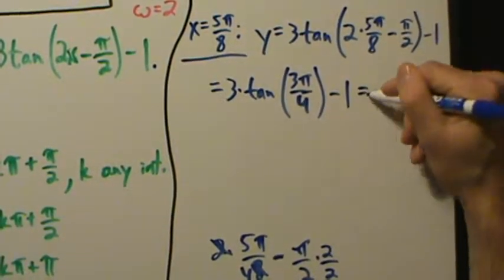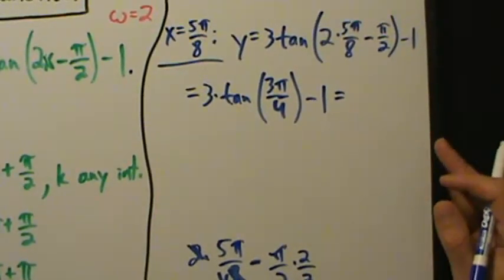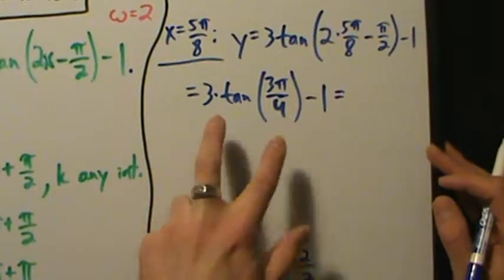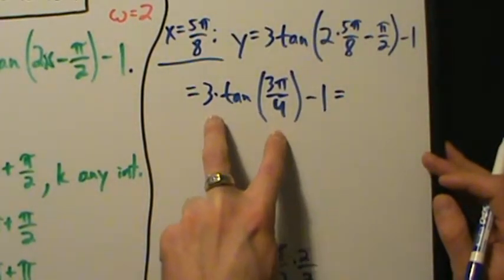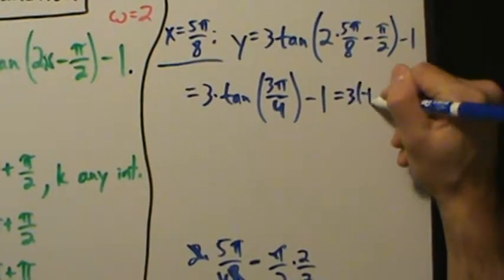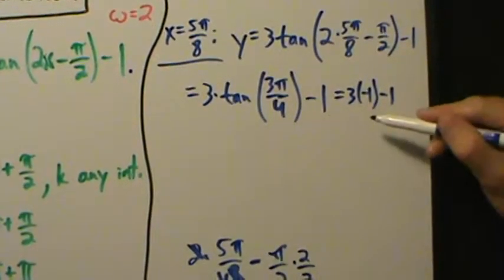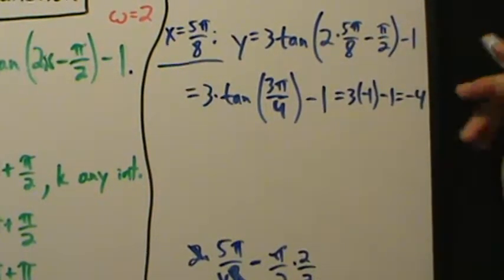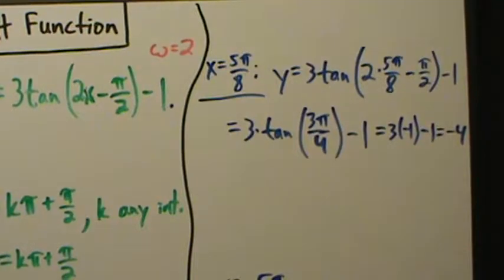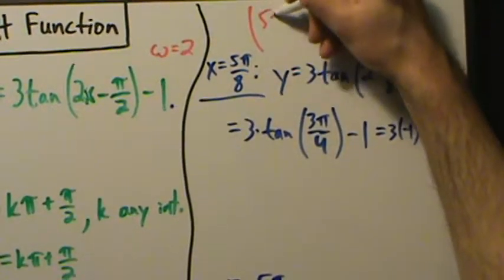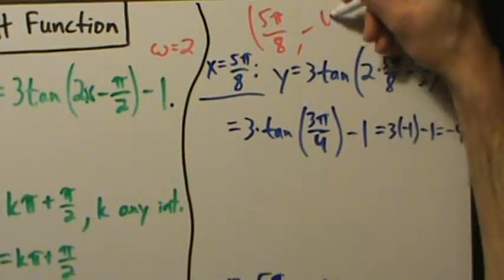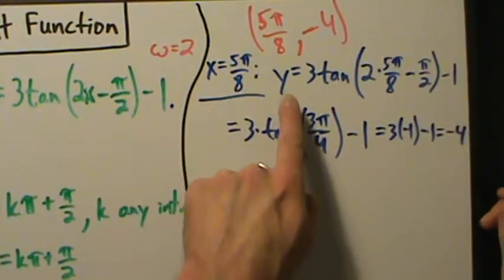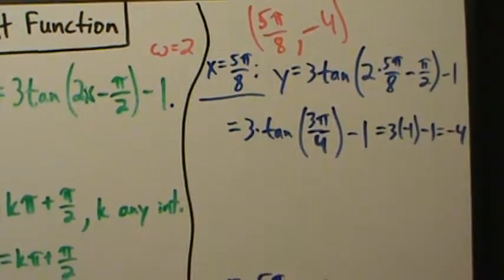Now here's where our knowledge of the unit circle comes in handy. What is tangent of 3 pi over 4? If you remember the unit circle, tangent of 3 pi over 4 is negative 1. So this is 3 times negative 1 minus 1. 3 times negative 1 is negative 3. Negative 3 minus 1 is negative 4. So this gives us the point 5 pi over 8 comma negative 4, because what we just found out is that when x is 5 pi over 8, the corresponding y coordinate is negative 4.